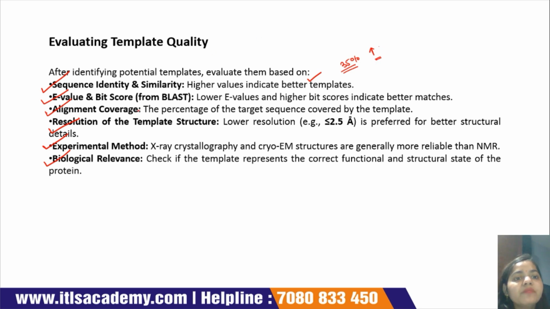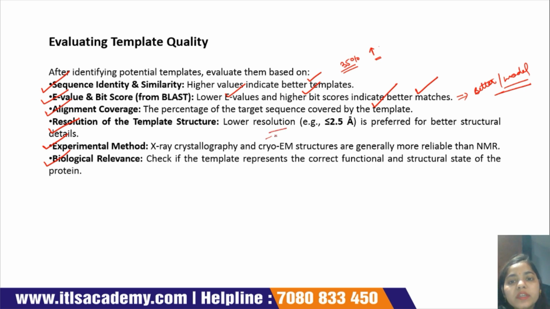Next, e-value and bit score. The lower the e-value and the higher the bit score, the better the match, and we can easily design a better or more accurate model. Next, alignment coverage, the percentage of the target sequence covered by the template. The more area covered, the more accurate the model designed.